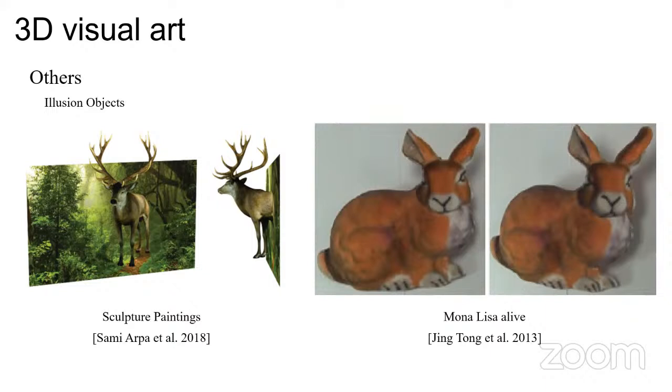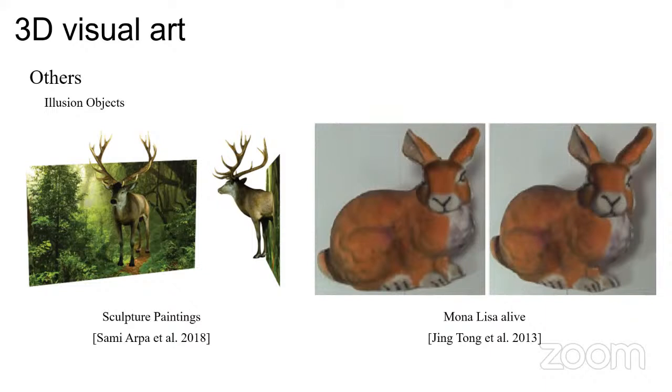ARPA and others presented a method for generating objects consisting of 2D image and 3D components. Their results preserved part of the 3D theme, allowing the user to get a more realistic 3D experience when viewing them.